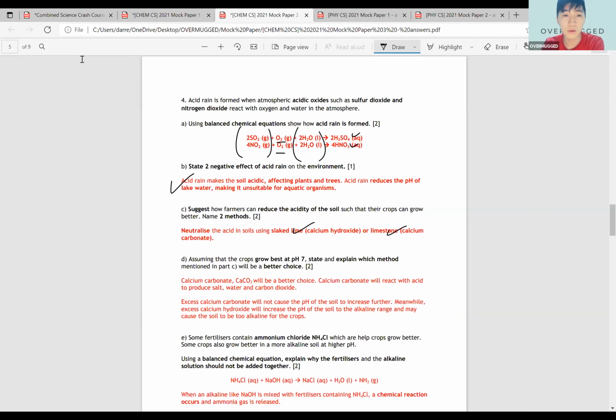Okay, now, assuming we want the crops to grow best at pH 7, should I add in calcium carbonate or calcium hydroxide? Okay, the answer to this is that we should use calcium carbonate. Why? It's because calcium carbonate produces salt, water and carbon dioxide. Even if I add excess calcium carbonate, it's okay because the pH would be limited at pH 7. Meanwhile, if I choose to use an alkali like calcium hydroxide, it might cause the pH to shoot into the alkaline range, making it too alkaline for the crops to grow well. So this means that between the two choices, if I just want to limit my pH to pH 7, calcium carbonate is a much better choice.